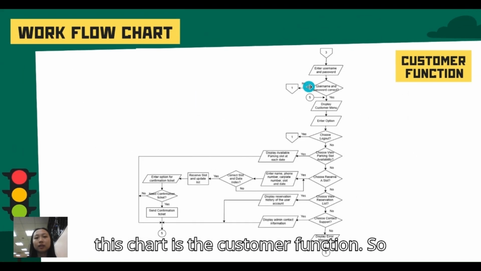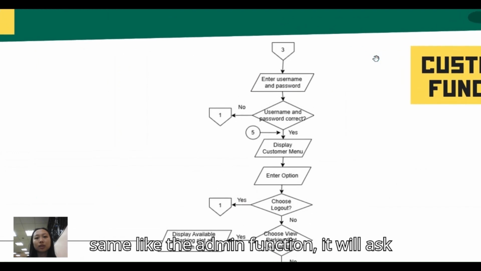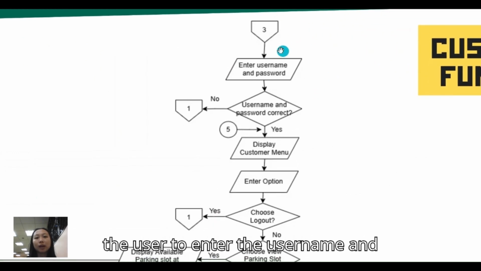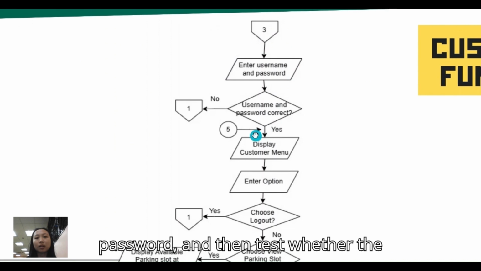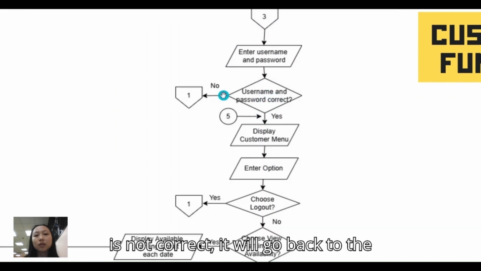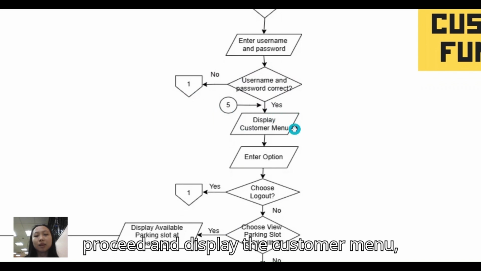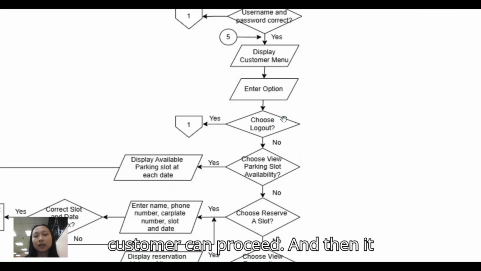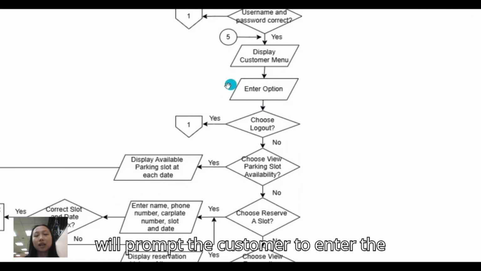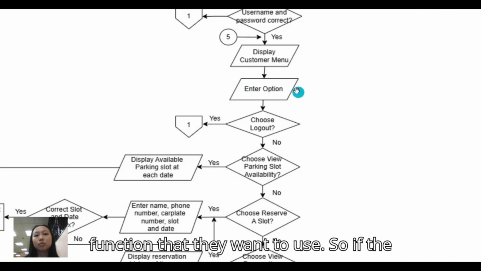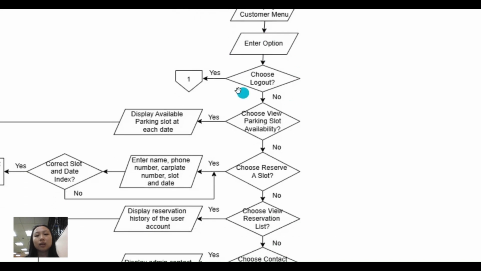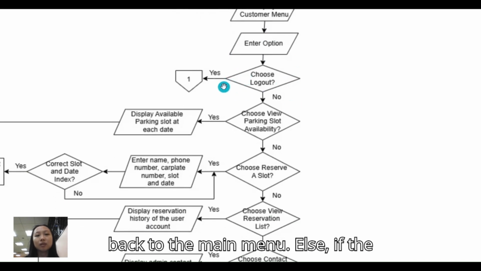So this chart is the customer function. Same as the admin function, it will ask the user to enter the username and password, and then test whether the username and password are correct. If it's not correct, it will go back to the main menu. If it's correct, it will proceed and display the customer menu, which shows the functions that the customer can use. And then it will prompt the customer to enter the function that they want to use. If the customer chooses to log out, it will go back to the main menu.